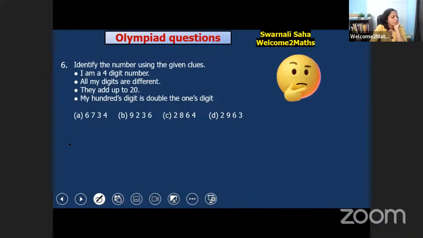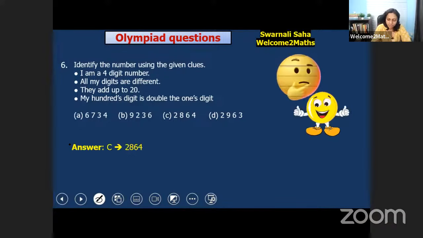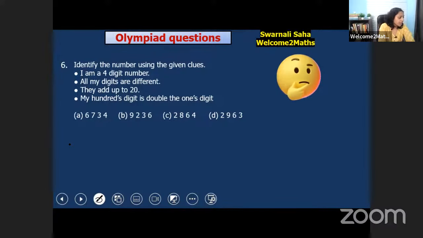So many answers are coming. So let's see how to solve this question. Here it says that I am a 4-digit number. And you see the 4 options, all of them are 4-digit numbers. So we have to check the next clue.